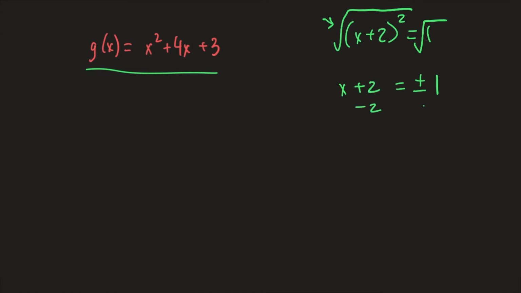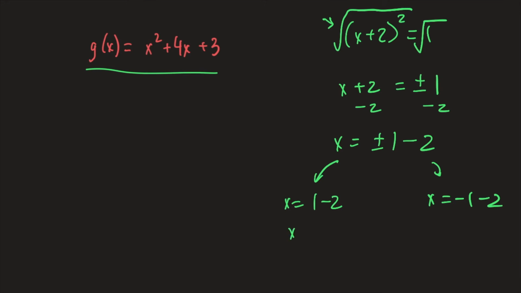If I subtract 2, I have x is equal to plus or minus 1 minus 2, which means there are two answers here. We have positive 1, x is equal to positive 1 minus 2, and another answer, x is equal to negative 1 minus 2. And if we solve this, notice we have one x-intercept to be negative 1, the other x-intercept to be negative 3, which is what we got by factoring.